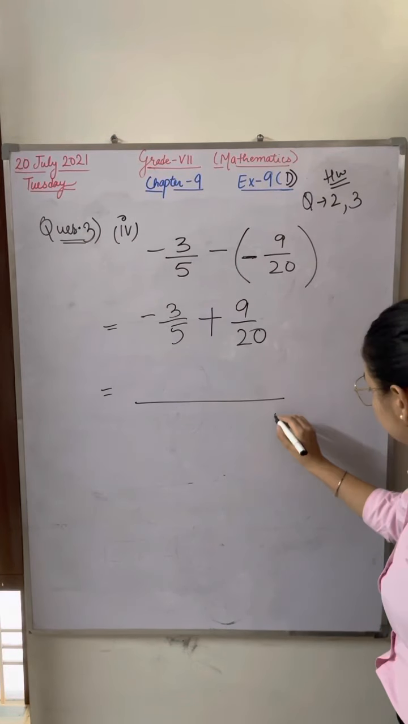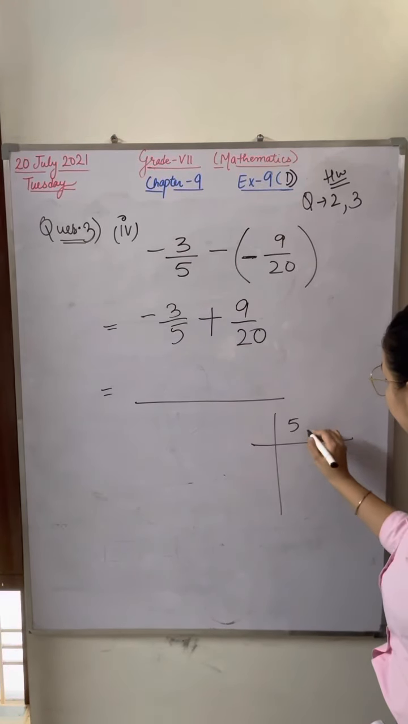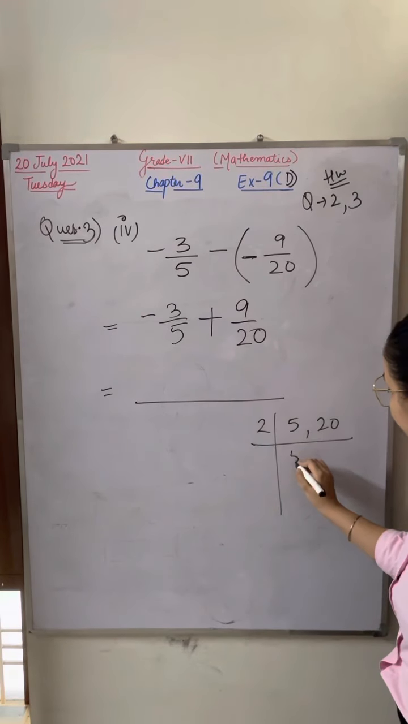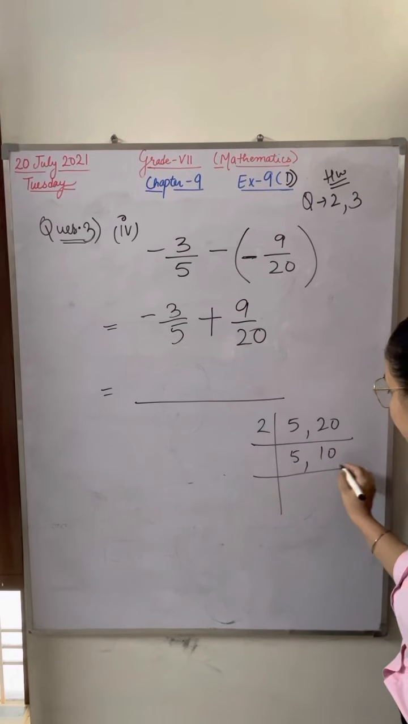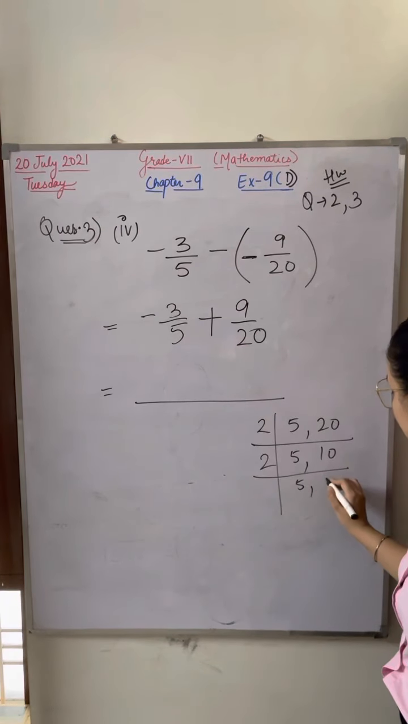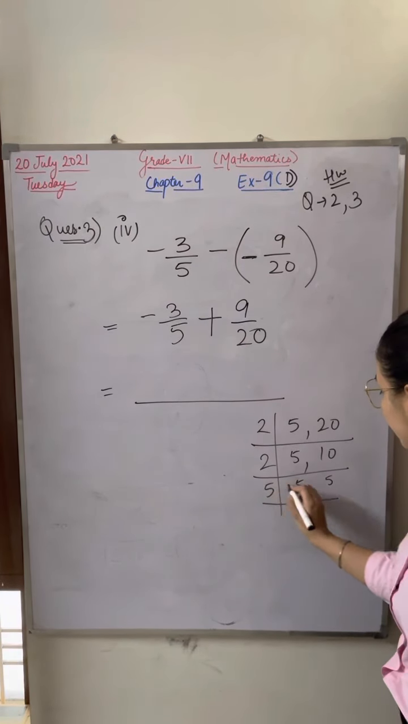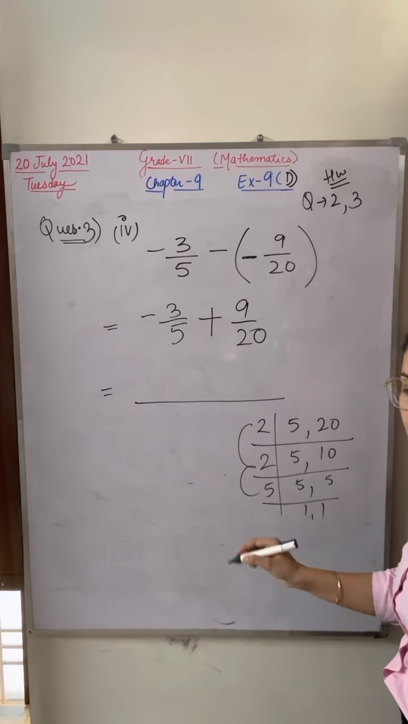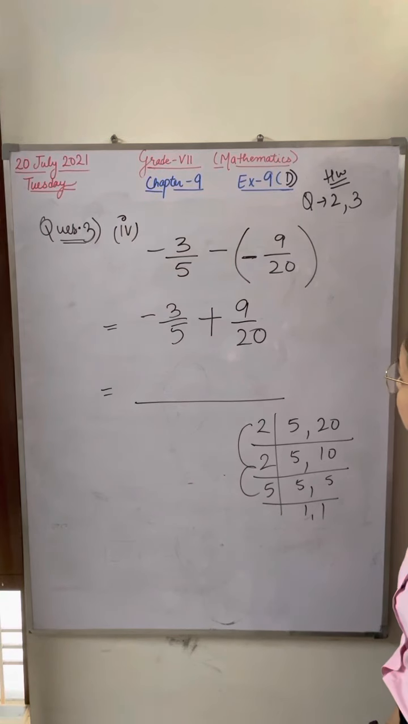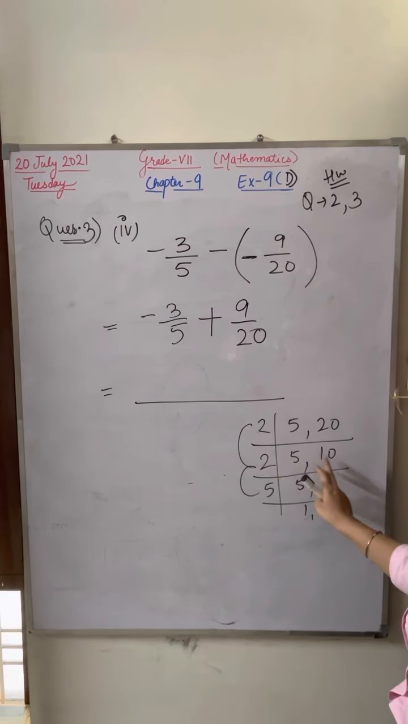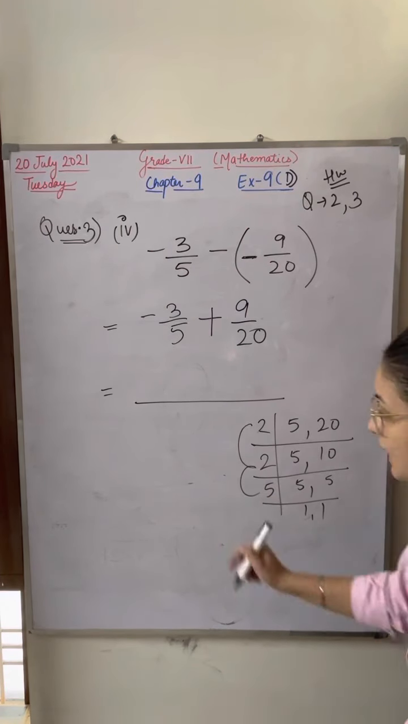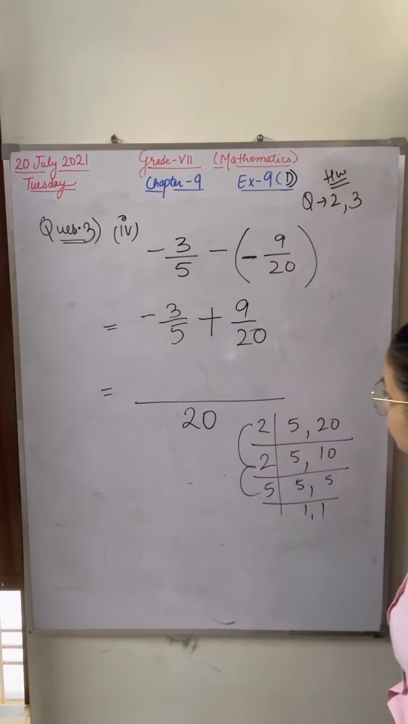No, check it out once again. 5 and 20. So I'm going on the 2 table. 2 5s are 10, then 2 5s are 5, 5 1s are 1. 2 2s are 4, 4 5s are 20. Yes, 20. Am I right, or have I committed any mistake? Yes, 20 is the answer. 20 is the LCM.